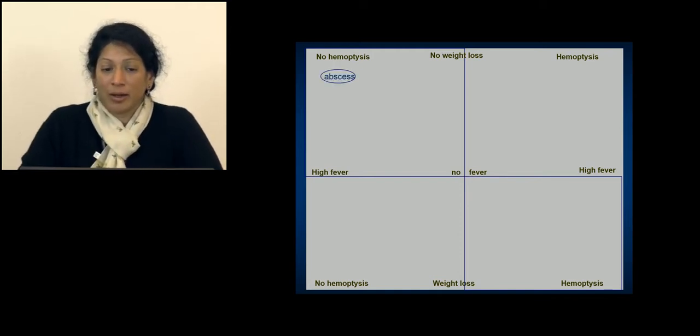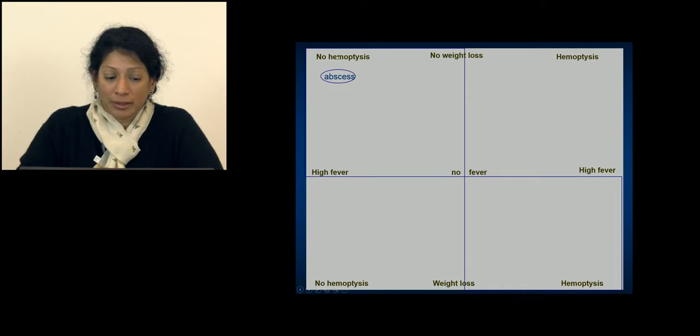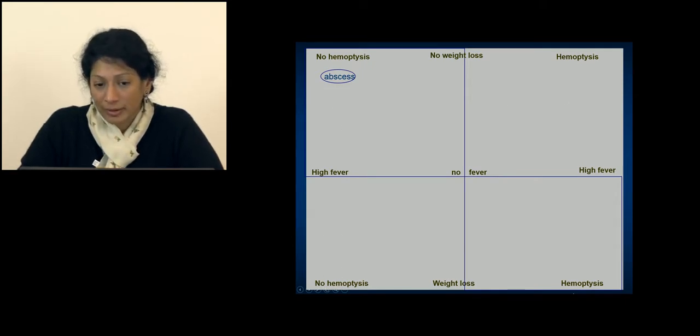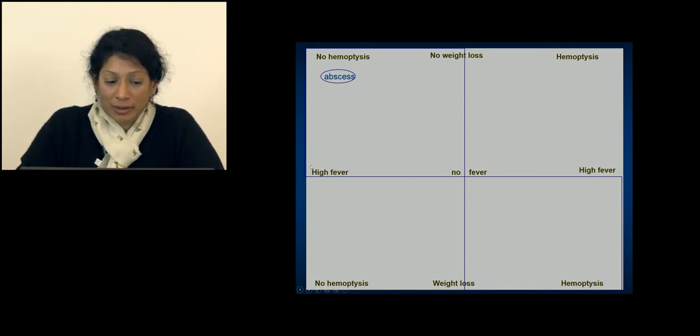So if you have a box where all the patients on this side have no hemoptysis and all the patients on this side have hemoptysis, you have patients with no fever in the center and high fever in the periphery, and no weight loss up here and weight loss down here. Then abscess has often no hemoptysis and no weight loss, it's here. A septic emboli often has hemoptysis and no weight loss, but they have high fever.